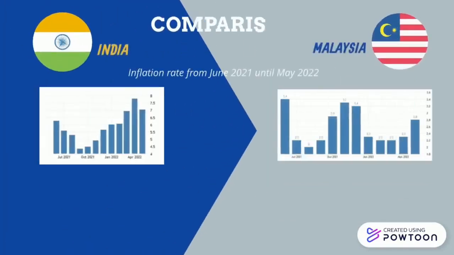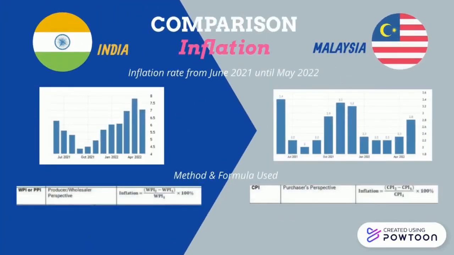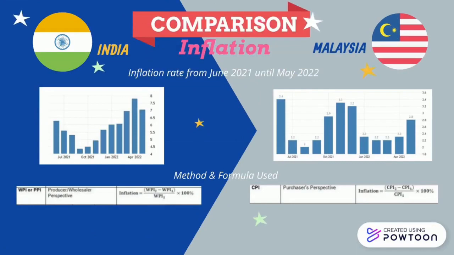Now, I will explain inflation rate from June 2021 until May 2022 between India and Malaysia. This shows that the inflation rate in Malaysia is better than India's. And also, this shows that the government of Malaysia has done a good job controlling the inflation rate in Malaysia compared to India.